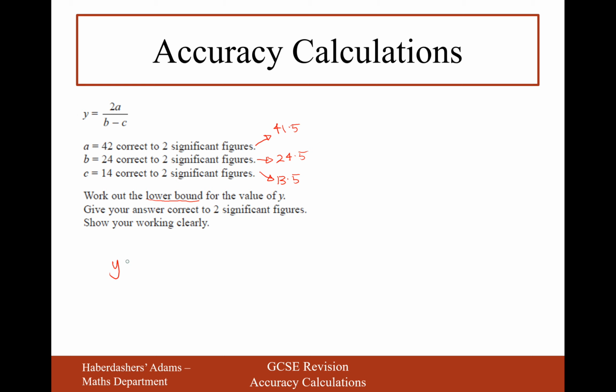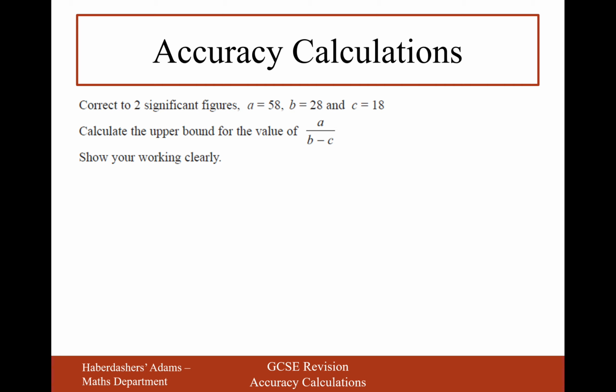So let's do the calculation then. Y equals 41.5 divided by 24.5 minus 13.5. Let's grab a calculator and work out the answer. 41.5 divided by 24.5, take away 13.5 equals 3.8, giving your answer correct to two significant figures. I don't know what the units would be. 3.8 is the answer to that question. Lovely. Let's move on to the next one. Pause the video and give this question a go.